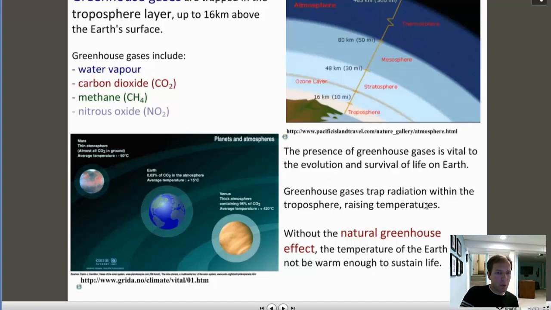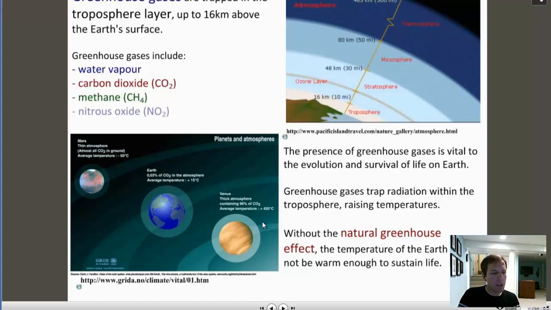One final note here, looking at the difference between some of the different planets. Mars has a much thinner atmosphere, and thus the greenhouse effect on Mars is much lower, and so the average temperatures there are well below freezing. So again, not very hospitable to life. Venus has a very thick atmosphere. It's heavy with a lot of CO2.